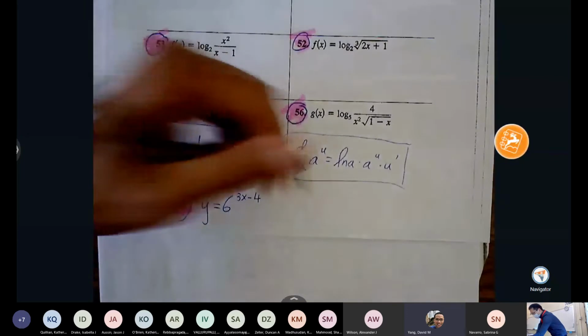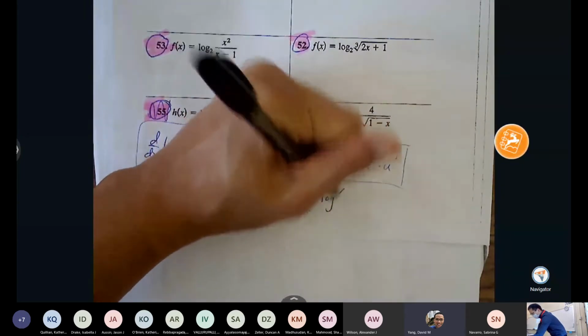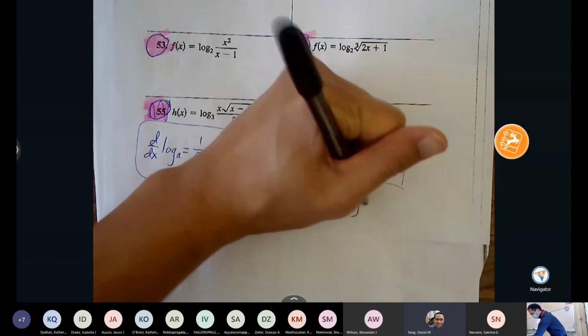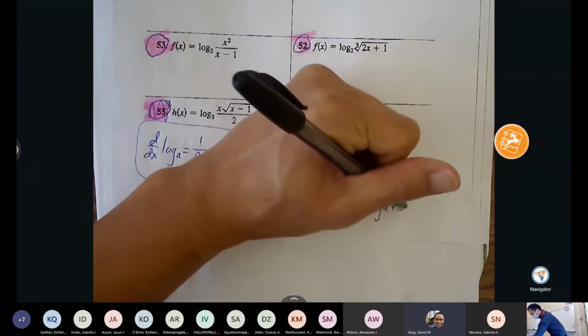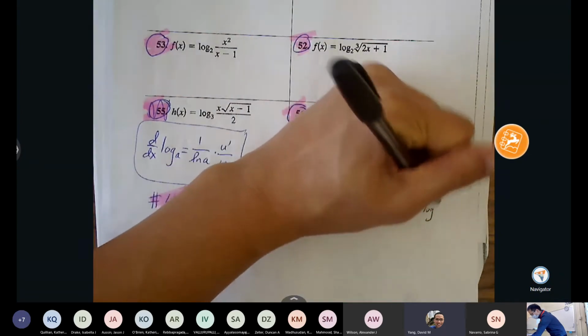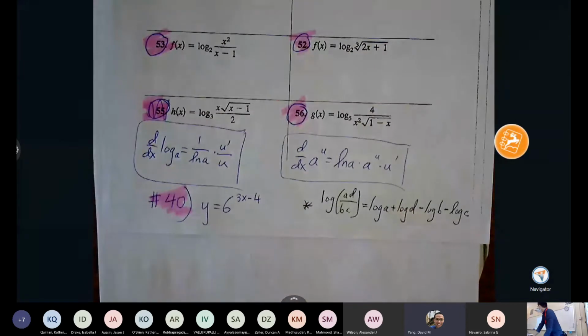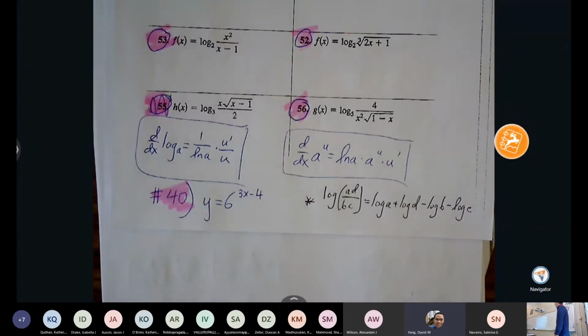So, expand as much as you can, and then once you've got them all expanded, your derivatives should be fairly manageable. You shouldn't have to deal with messy rules. You may have multiple derivatives to deal with, but they all should be pretty straightforward. And we're practicing these rules here, right? Most of them are going to be this one. When we get to 40, though, that's an exponential function, so you'll use this. Okay, so try that. Let me see how you guys do.